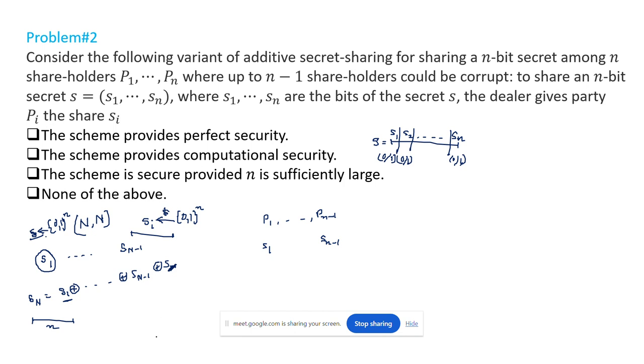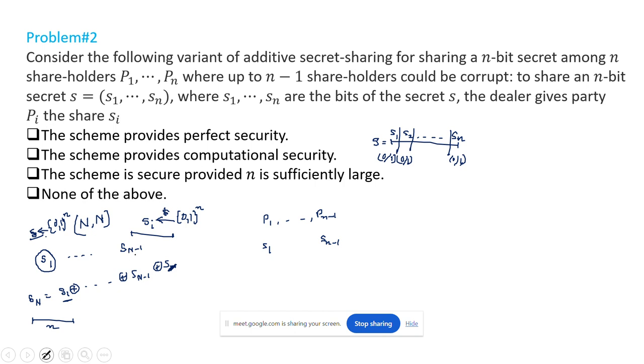Here it is not the case, clearly. Here you are just taking the actual secret S. Notice that in additive secret sharing, S1 to Sn-1 have no relation with the actual secret S. They are completely independent of it. But here, each of these S1, S2 to Sn are bits of the secret itself. So if n minus 1 parties are corrupted, already n minus 1 bits of the actual secret are leaked.